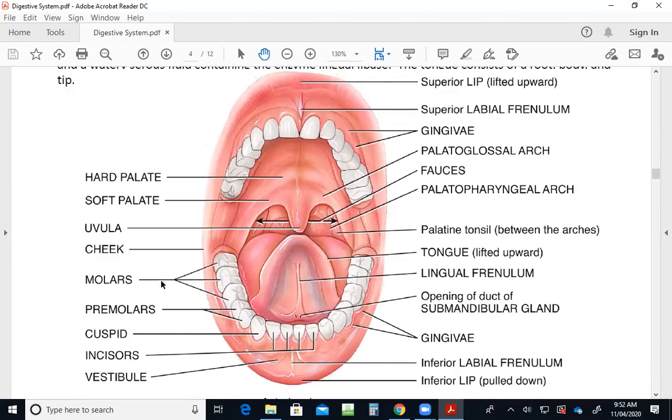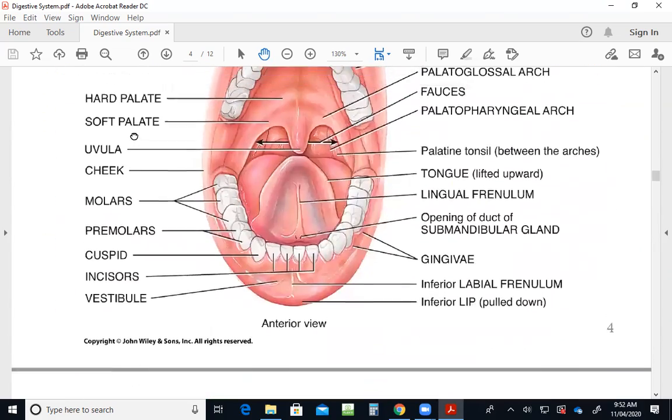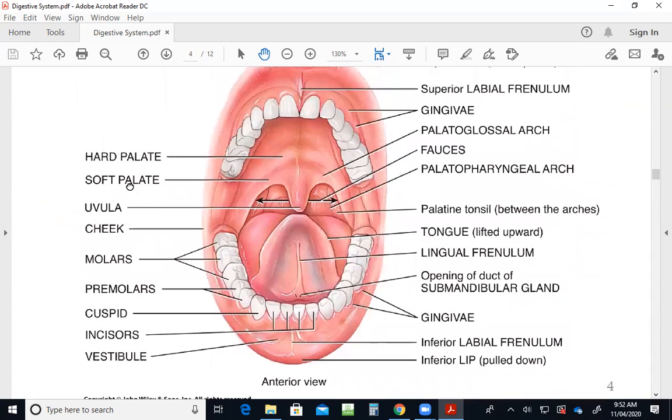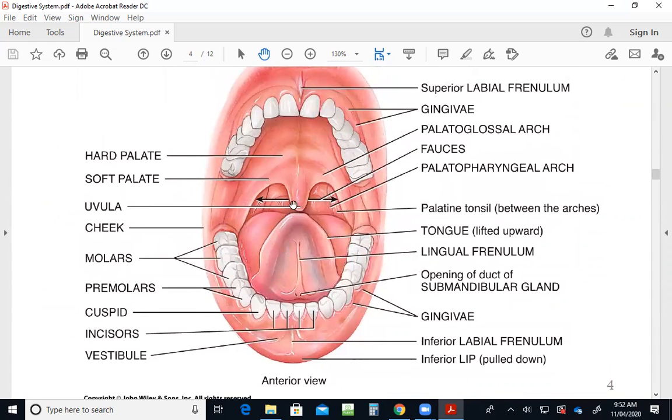Oh, I guess did I miss something? No, gingiva will be on the next page. Yeah. Everything, which includes the teeth that I haven't talked about, will be fair game. Palatine tonsils we've talked about before. I want you to know those. An important picture.